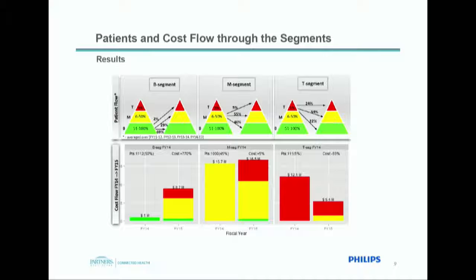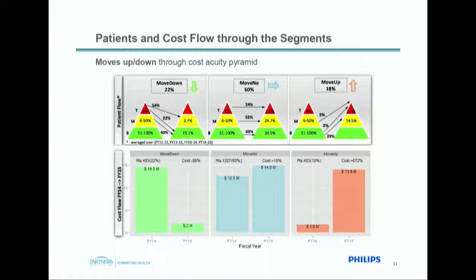In summary, the top segment of the cost acuity pyramid is the most dynamic one. Only 1/4 of the patients are staying in the same segment the next year, and 3/4 are going down to the bottom segments. And if we look into the cost flow, which is the bottom part of this slide, you see that the cost savings by the top segments could be completely offset by the increase of the cost in the bottom segments. So this is one of our first findings, where we figured out that just looking into the top of the pyramid might not be enough. We have to look deeper.